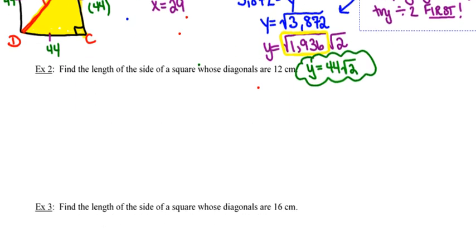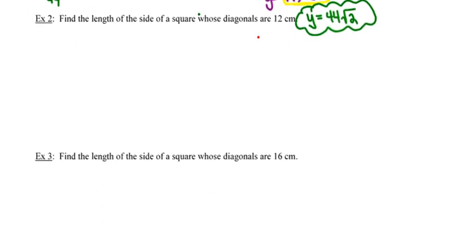All right, I'm going to move on to number 2 and see what goodness lies in store for us here. This one says, find the length of the side of a square whose diagonals are 12 centimeters. So this is a little different than the first one, because in the first one we were trying to find the length of the diagonal. And in this case, we know the length of the diagonal.